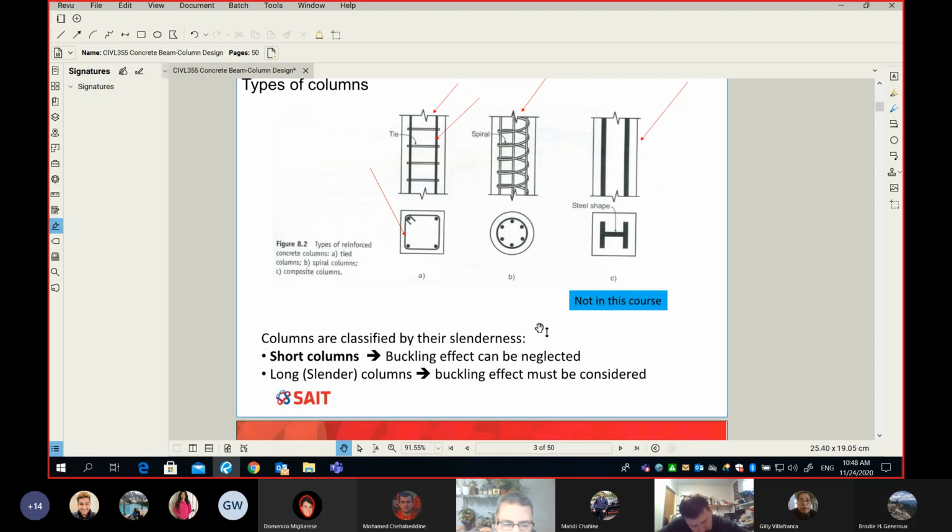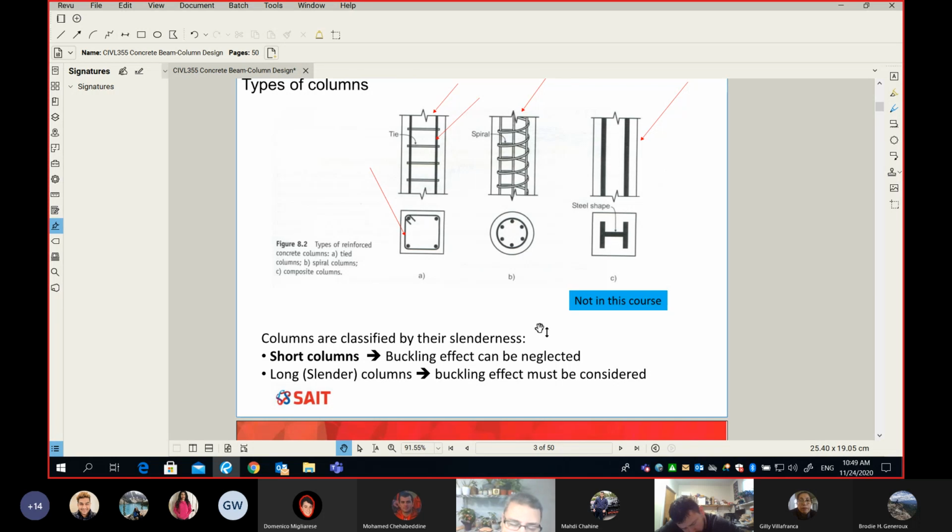If the column is not slender, we call it a short column, and in this case the buckling effect can be neglected. If the column is slender, or a long column, then we must consider buckling to design this column. In our course here, we cover only short columns.